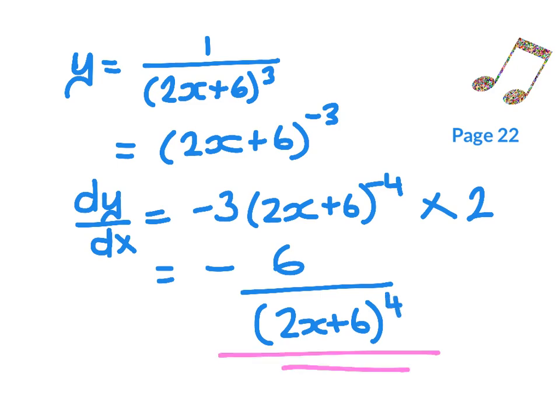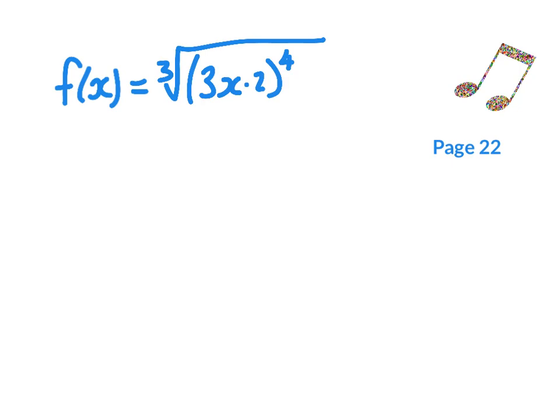And our last example, 5, which is also on page 22, we have 3x minus 2 to the power of 4, all cube rooted. I'm going to get rid of that cube root and make it a fractional index. So it'll be 3x minus 2 to the power of 4 over 3. Remember, the denominator is the order of the root and the numerator is the order of the power.